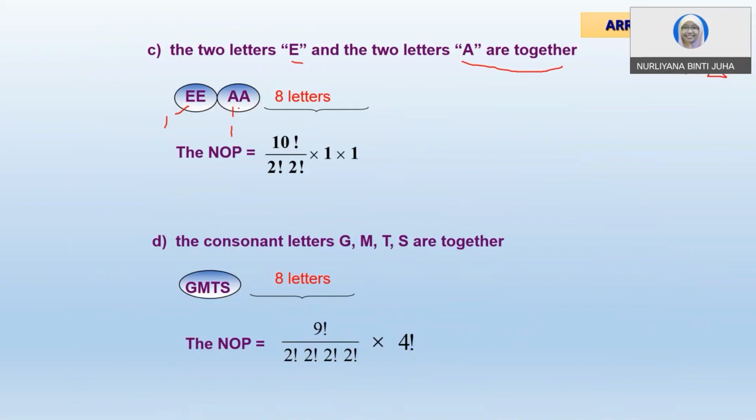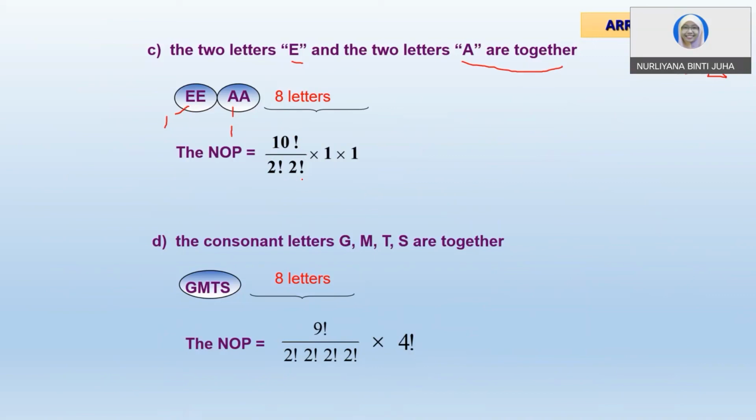Ni sebagai 1 unit. Bila mana you the alphabet or the digit, the numbers next to each other, kita consider dia sebagai 1 unit. So, macam EE ni 1, AA ni 1 lah. So, you have like 1 plus 1 plus 8. That's why you get 10. Okay. Sebab tu dapat 10, 1 tambah 1 tambah 8. And then divide by 2 factorial times 2 factorial. Macam tu.